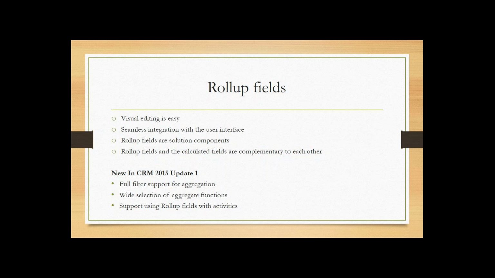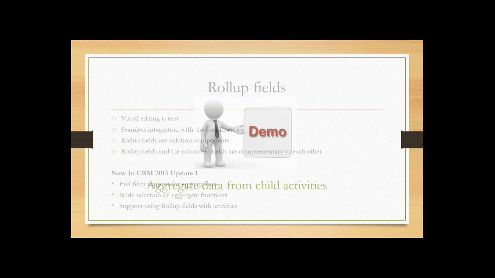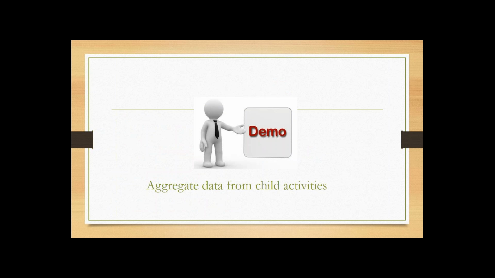So let's have a demo on aggregating data from child activities. In this example, I will add a rollup field to an opportunity to count all open activities for the record. I need a rollup field to display how many open activities remain for the opportunity. Let's have a demo.